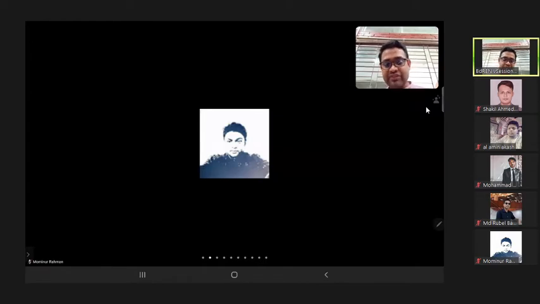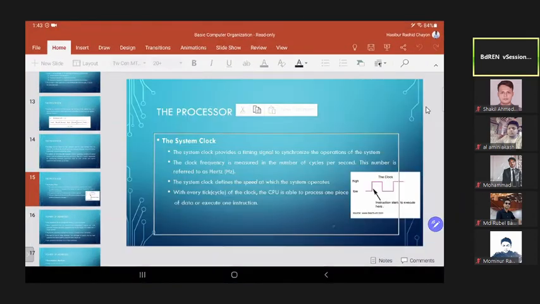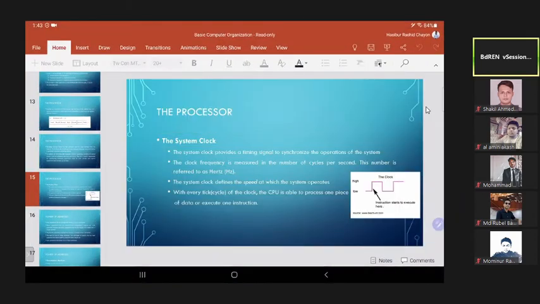For example, I have just discussed clock cycle. Now it is very easy for you: okay, I know what the clock cycle is, very good. But to know more and to make this knowledge permanent, you have to read and study about it. In the book, it is clearly written about the system clock.